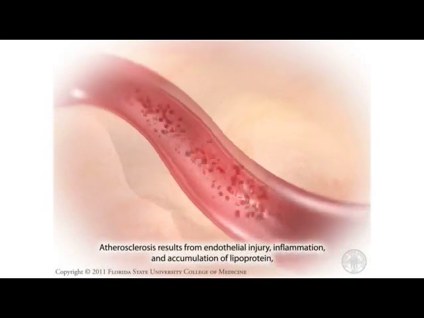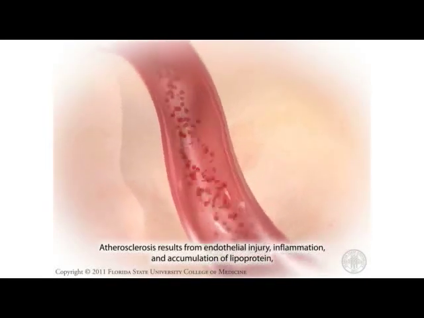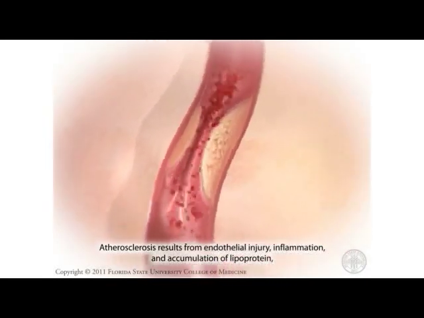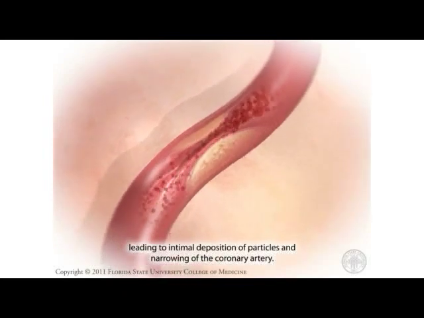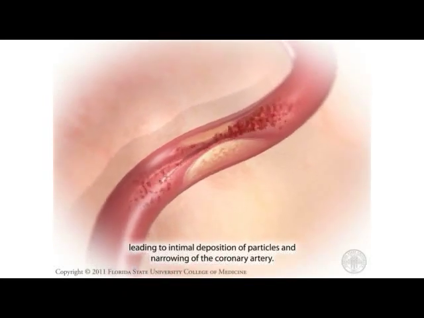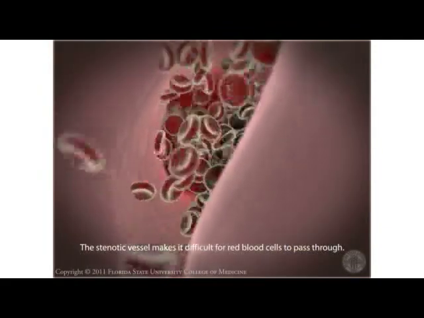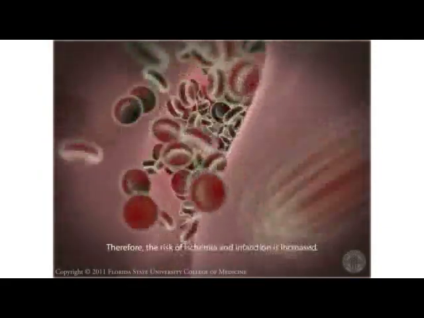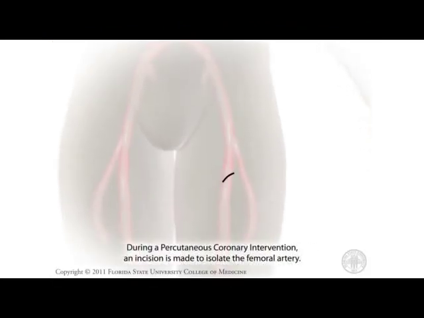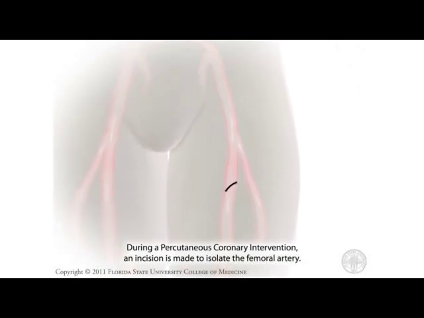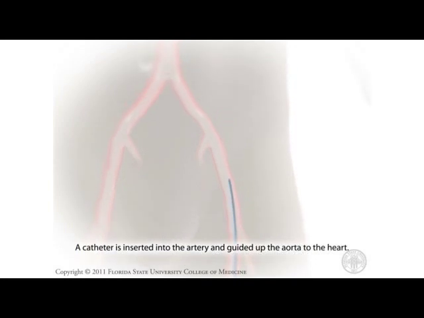Atherosclerosis results from endothelial injury, inflammation, and accumulation of lipoprotein, leading to intimal deposition of particles and narrowing of the coronary artery. The stenotic vessel makes it difficult for red blood cells to pass through. Therefore, the risk of ischemia and infarction is increased. During a percutaneous coronary intervention, an incision is made to isolate the femoral artery. A catheter is inserted into the artery and guided up the aorta to the heart.